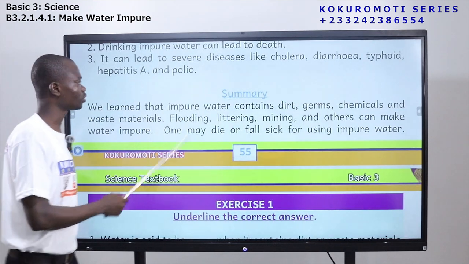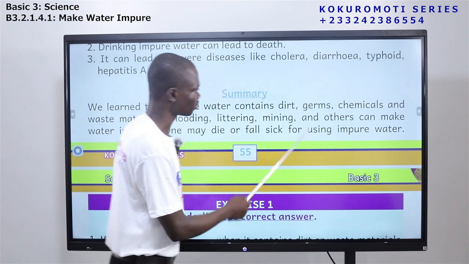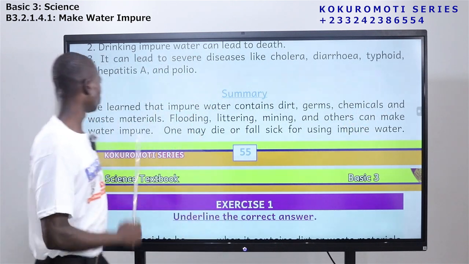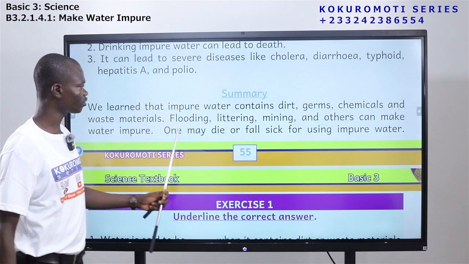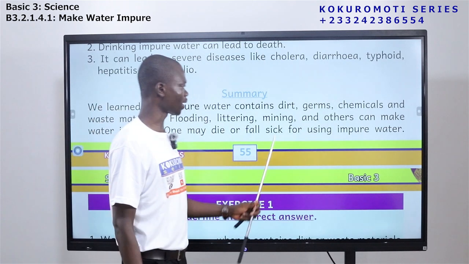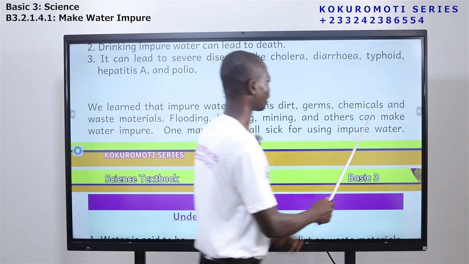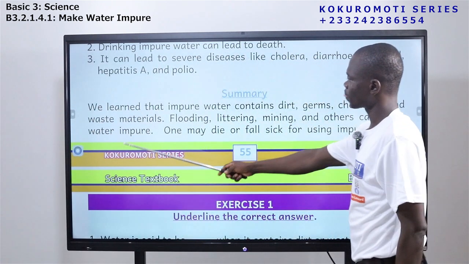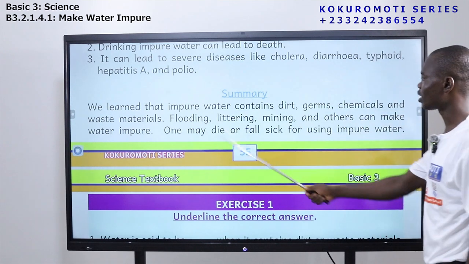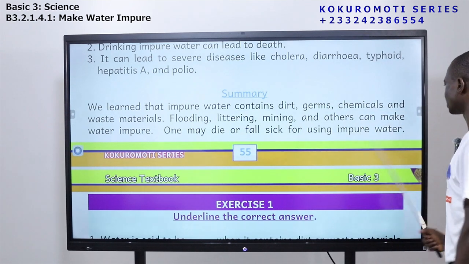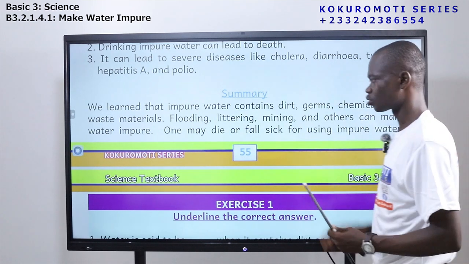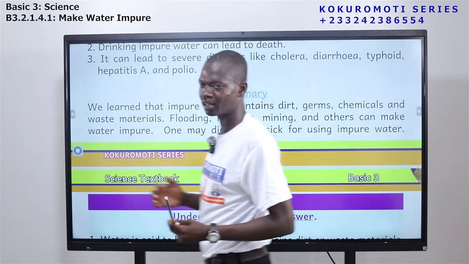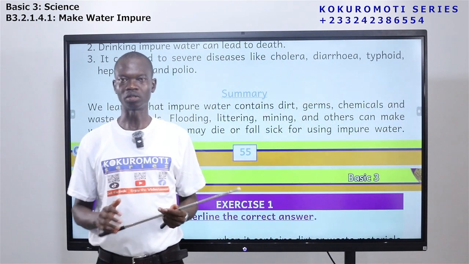So in summary, let's look at what we have learned so far. We have learned that impure water contains dirt, germs, chemicals, and waste materials. Flooding, littering, mining, and others can make water impure. One may die or fall sick for using impure water. So this is something that we need to look at well.